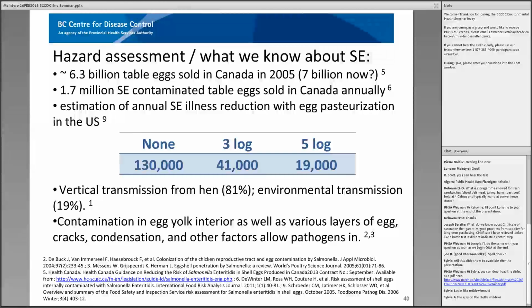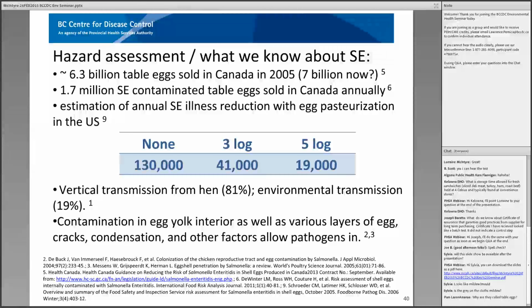Salmonella enteritidis will get into the egg mostly from a vertical transmission from the hen. So the mother of the hen contaminates the interior of the egg, or various layers of the egg. It could be the egg whites, could be the egg yolk. And contamination sometimes gets in about 20% of the time from the environment.